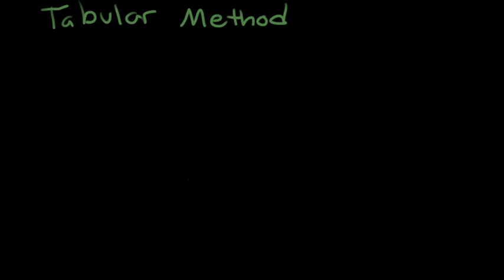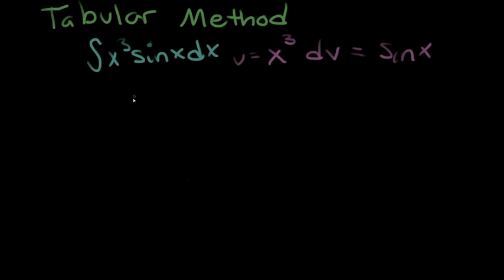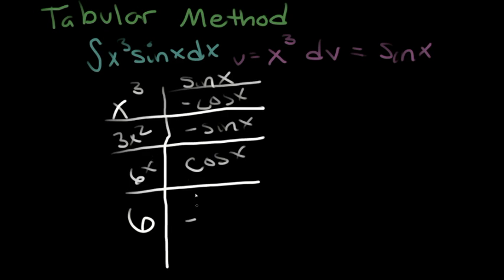Next we have the tabular method, and this is a shortcut you can use to solve most integration by parts problems. So for our first example, we have the integral of x cubed sine x dx, and we will be setting u as x cubed and dv as sine x. The easiest way to solve tabular method problems is to create a chart.